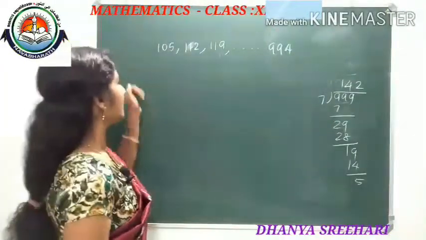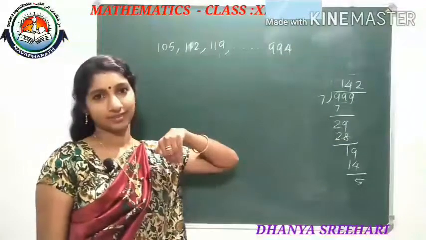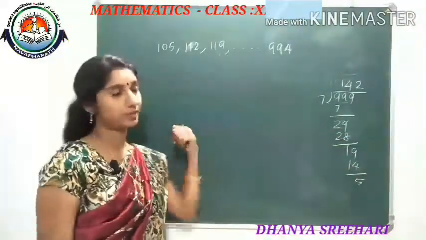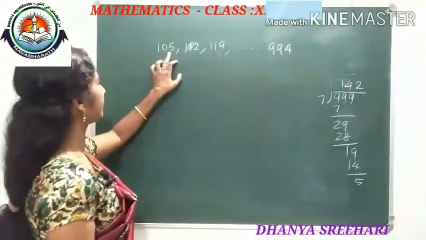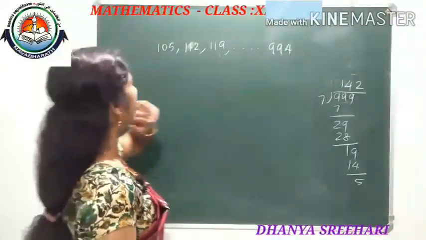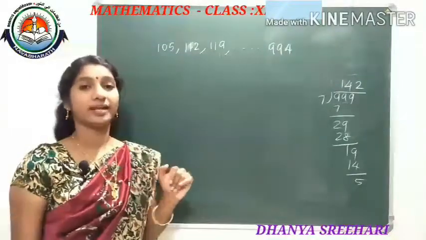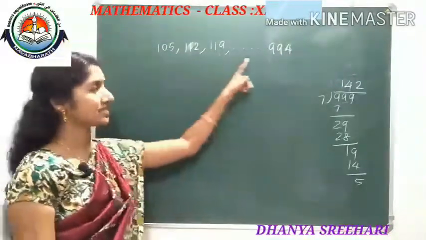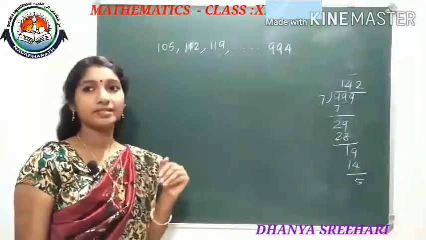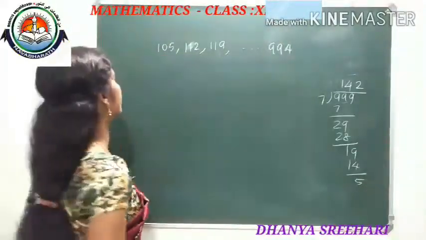Okay. So we got the AP. Correct, no? Multiples of 7 will be an AP, meaning 7, 7, 7 adding to the preceding number. So 105, 5 plus 7, 12, 12 plus 7, 19, like this it's going. And we need to find the number of terms in this AP. How many multiples are there? That is the question. That means the number of terms in this AP.